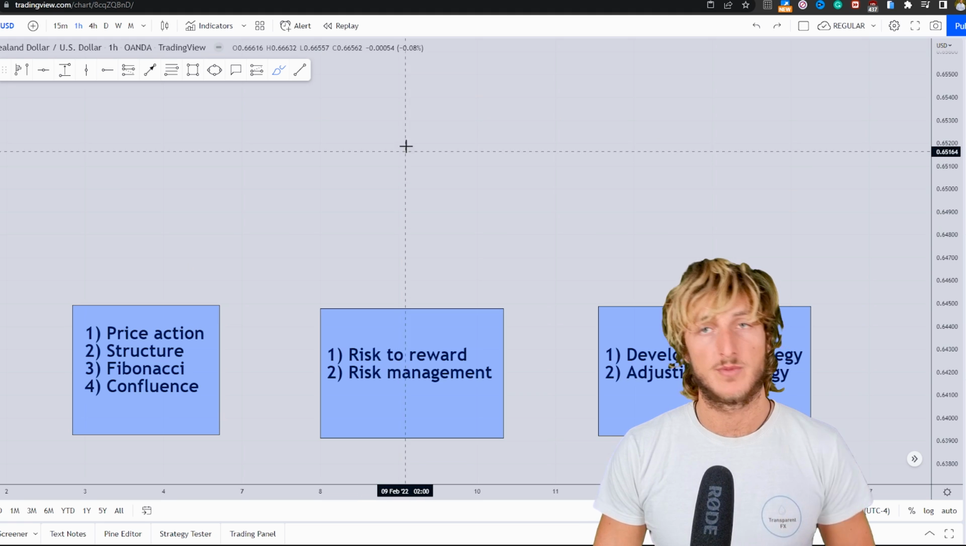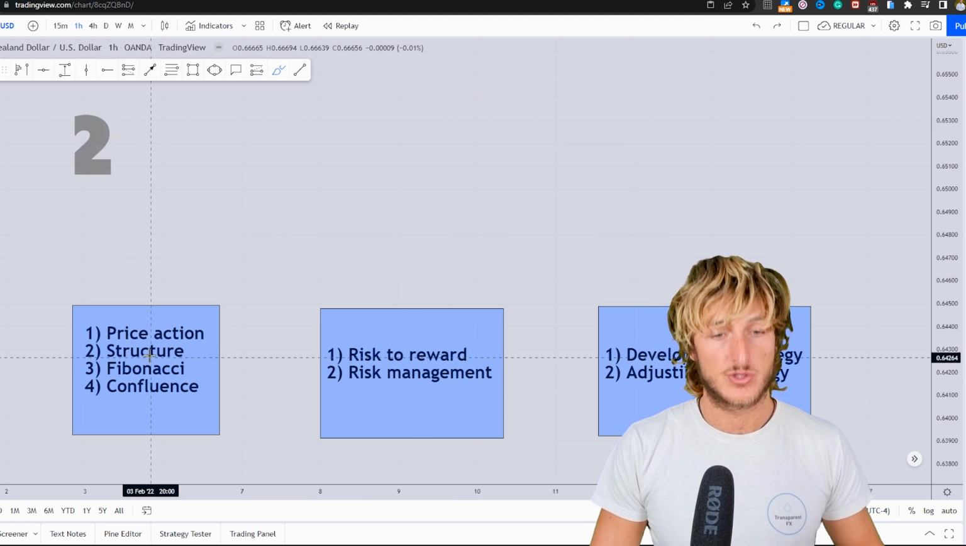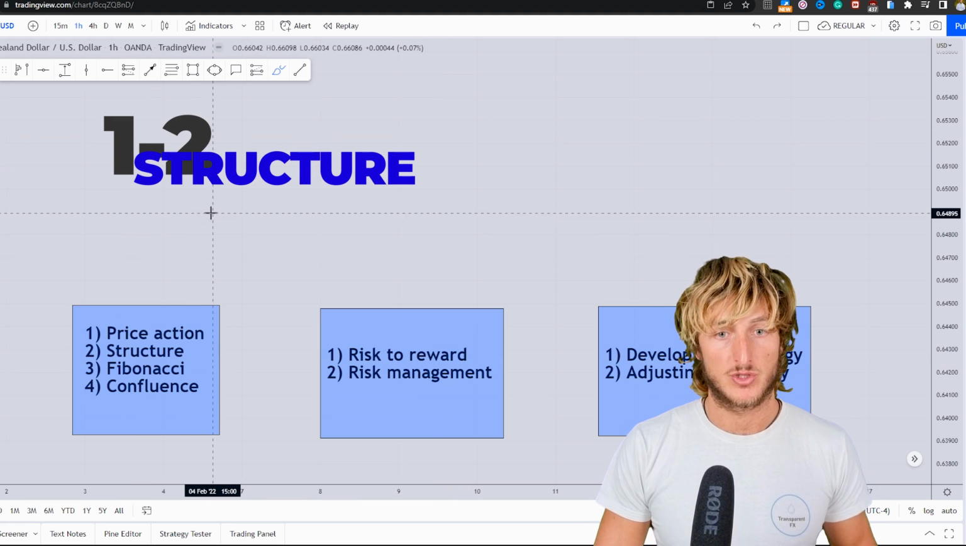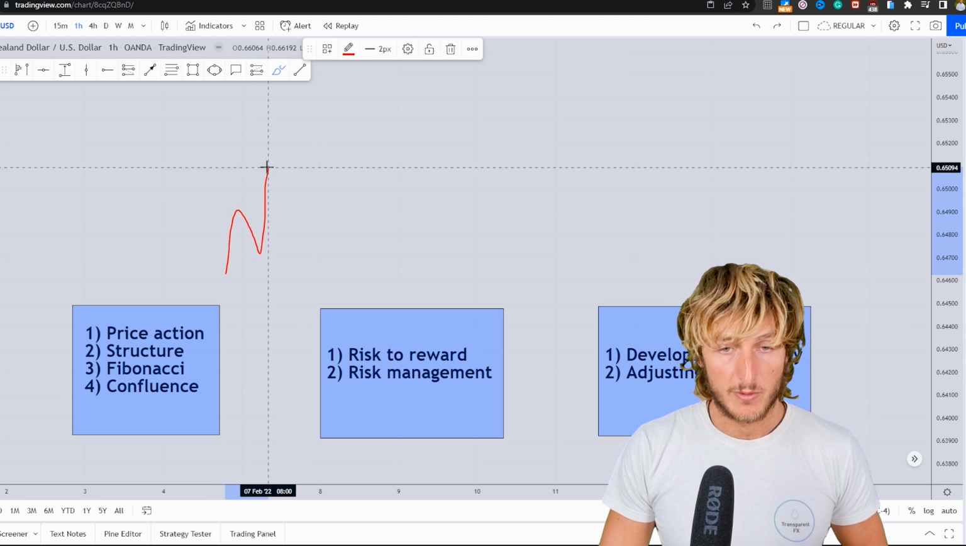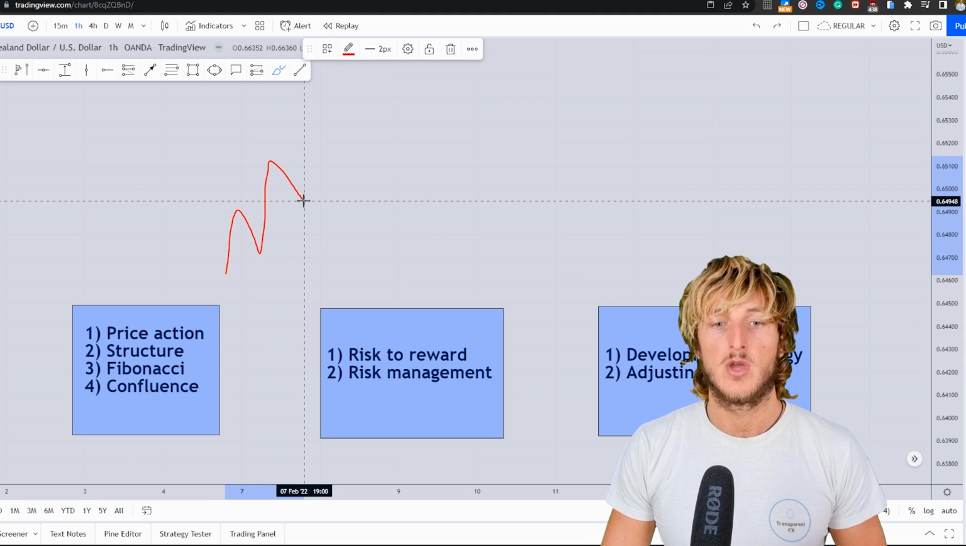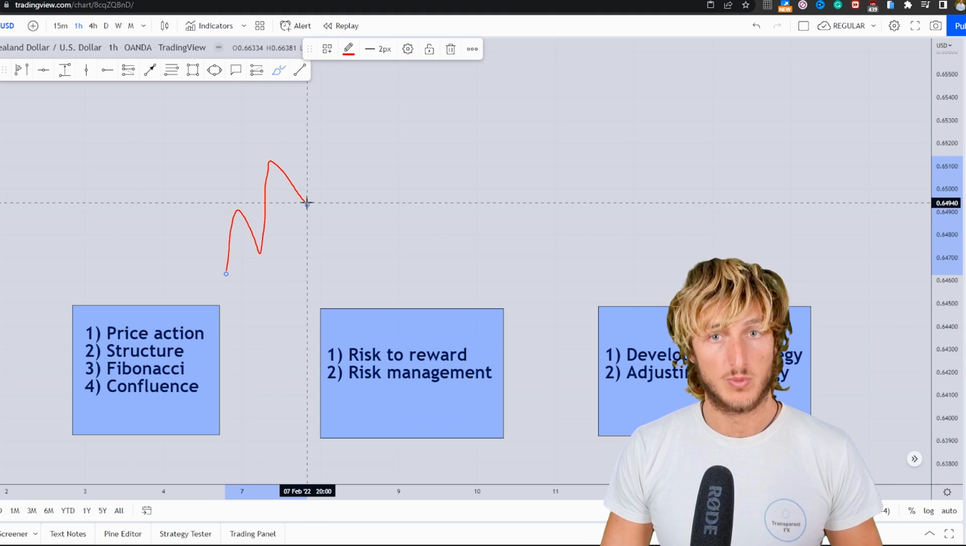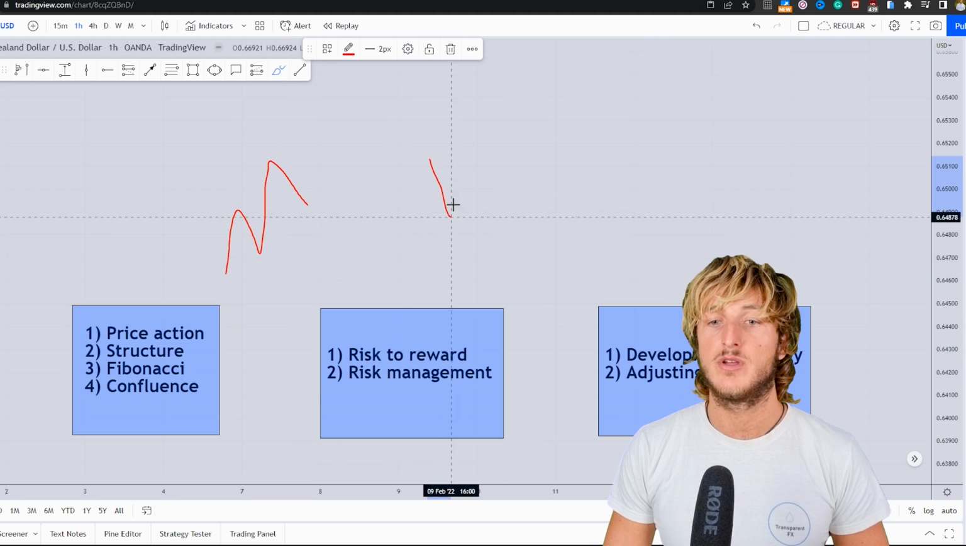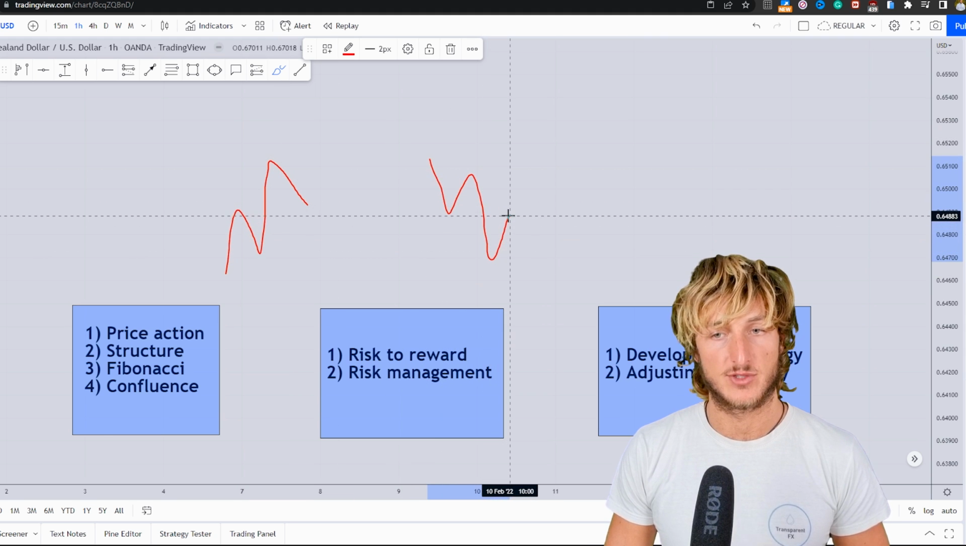Now, it's very important to also define structure. Now, when you have structure in the market, we usually refer to it, especially in this strategy, with previous resistance turn support in the case of an uptrend and previous support turn resistance in the case of a downtrend.